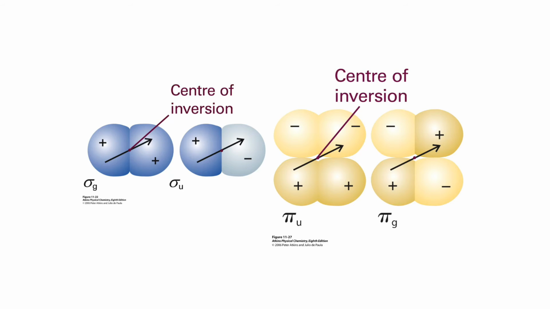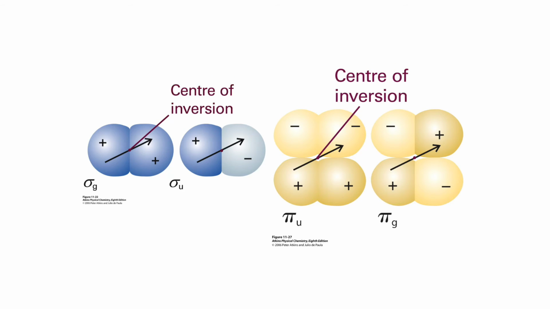Now let's look a little bit more closely at that idea of center of inversion and what that means for our labeling of these different orbitals. So again, notice we need to also factor in that G or U label for our different molecular orbitals. So basically what you want to do is, number one, make note of the signs of the different components of your molecular orbital, and then flip it inside out with respect to the center of your molecule.